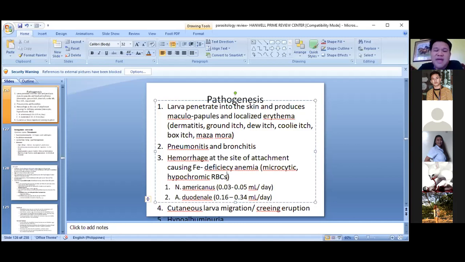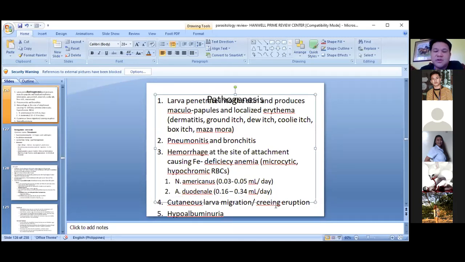And then we have what we refer to as creeping eruption. Yan po yung creeping eruption. When you talk about the creeping eruption, I would like to highlight that in the 4 species of hookworm, only 2 of them are called the real hookworms. Which are the 2 parasites? Necator americanus and Ancylostoma duodenale are the real hookworms. Pseudo hookworms, we refer to Ancylostoma caninum and Ancylostoma brasiliense.